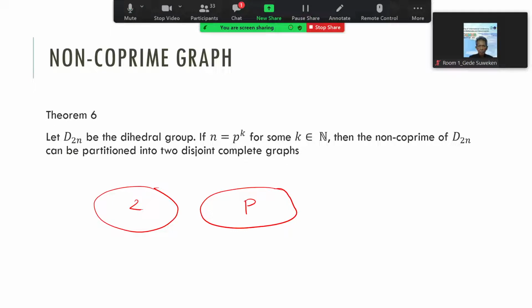So in the non-coprime graph we have the opposite. We also have all the vertices here always adjacent to all vertices in this partition, but no vertices in this partition are adjacent to the second partition. Okay, so the first one is a complete graph and the second one is a complete graph. So the non-coprime graph of D to N when N is P to the power of K can be partitioned into two disjoint complete graphs.